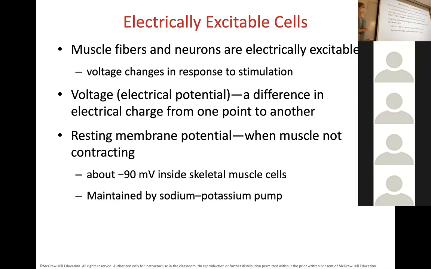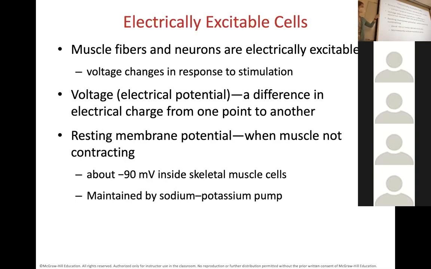So when I say electrically excitable cells, that just means they have a difference in voltage across their membranes. So the voltage or electric potential is that difference in electric charge from the inside of the cell to the outside of the cell. The outside of the cell is positively charged, the inside of the cell is negatively charged. That's what allows for an electrical impulse to be released. And then that will cause, after many other steps that we'll talk about, a muscle contraction. So this is kind of the first step in a muscle contraction, releasing an electrical signal.